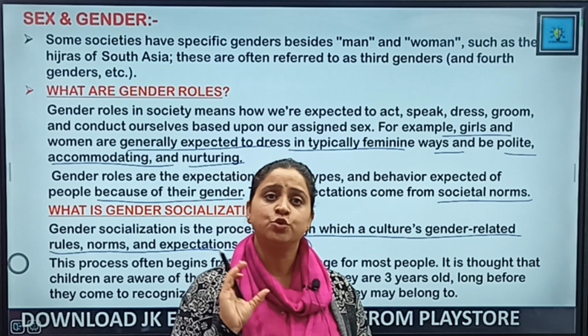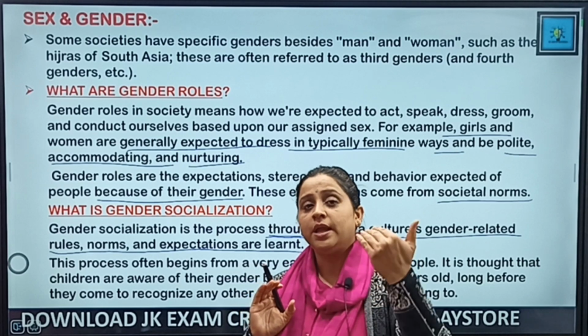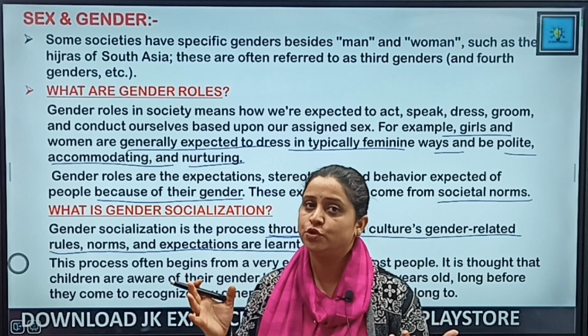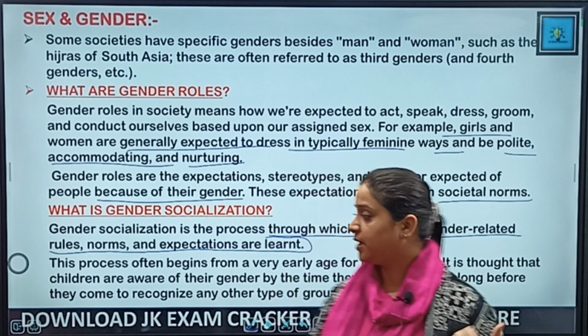That socialization starts at the time of birth itself, but the member in itself starts it by the age of 2 to 3, when he gets this notion of identity.